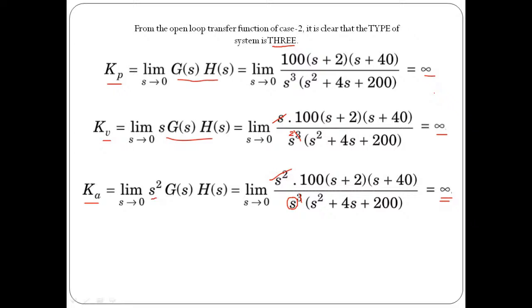So what we conclude is that for higher type systems, that means a type of system above 2, it may be 3 or 4 or 5, or up to infinite, the value of error coefficients, whether positional, velocity or acceleration, are always going to be infinite. See, in all the 3 cases we got the value of error coefficients as infinite. That is important. Please note this down.